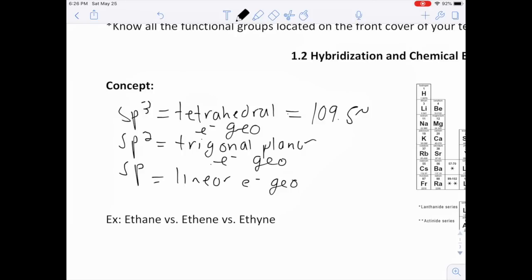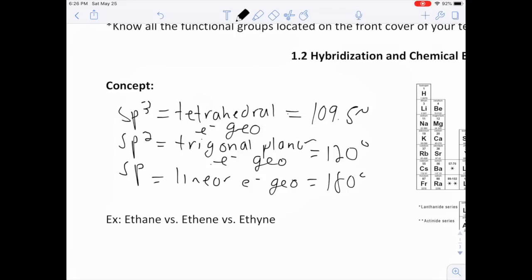So 109.5 approximately. And for the sp2 centers, we're going to have 120 degree bond angles. And for sp, we're going to have 180 degree bond angles. So I would just memorize those facts about these centers, and you'll be golden.